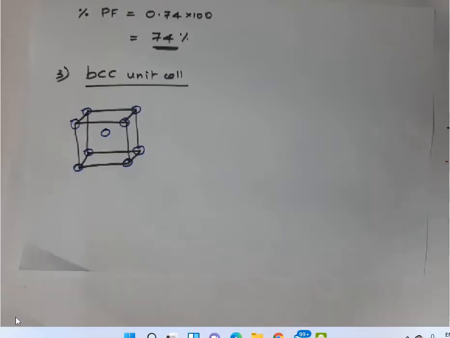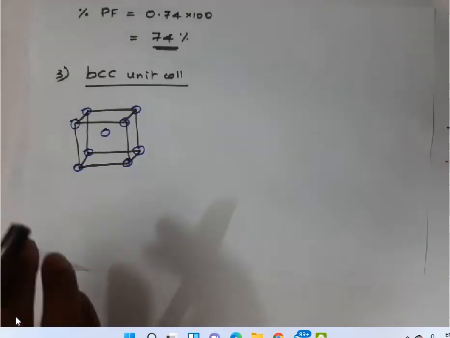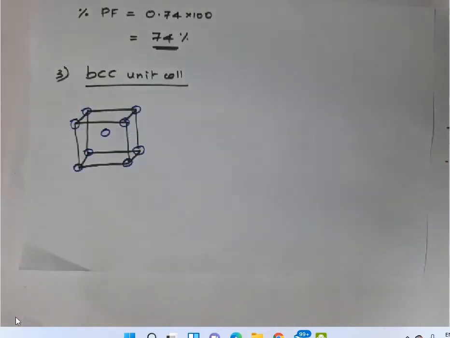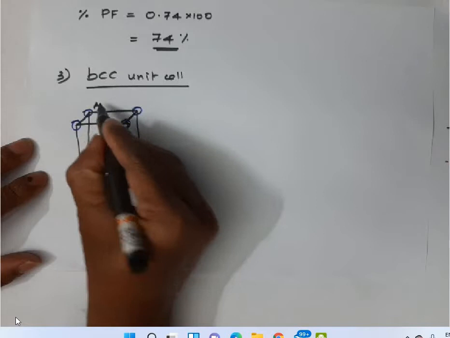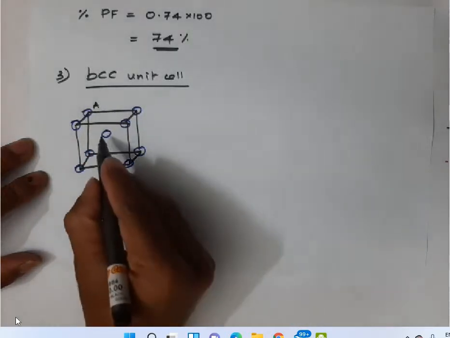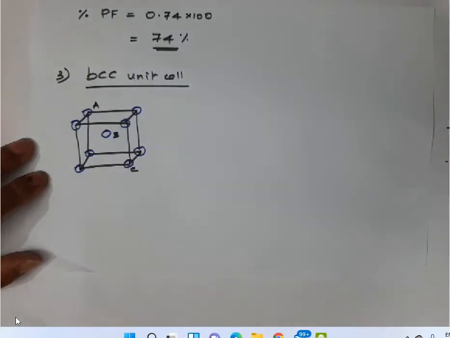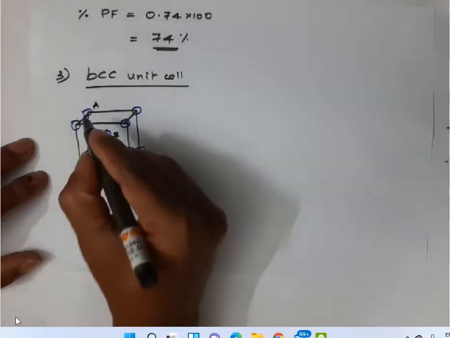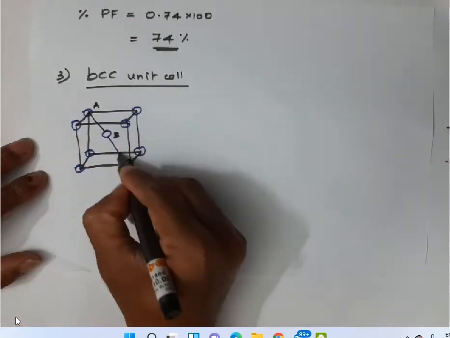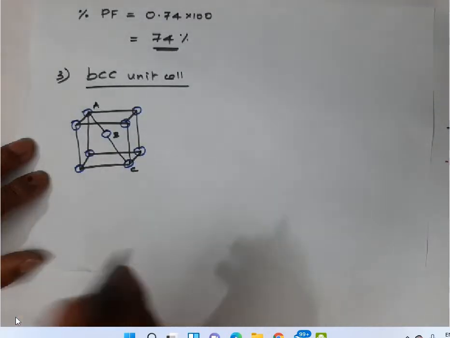But I have told you already, when we draw the unit cell on a paper, just for understanding purpose, we draw like this, with a large gap between atoms. But actually in the crystal, they are not actually far away, they are touching, right? How do they touch? Listen here, I'll take this corner as A, this corner as A, and the center atom as B, and this corner as C. If you see these three atoms, that is a diagonal. I'm talking about diagonal atoms. Diagonally, these atoms are touching each other.